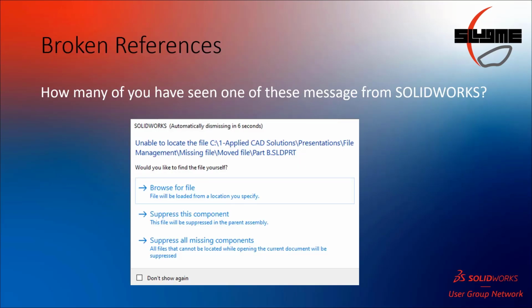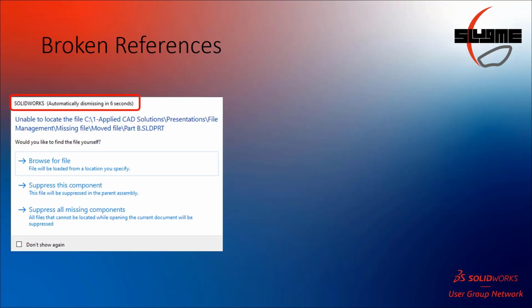So we've all seen this message. I'm sure everybody's seen it. If you're a seasoned SOLIDWORKS user, you've seen it in the past, no doubt. You're unable to locate, and it tells you the file name. What do you want to do? Do you want to browse? Do you want to suppress that component or suppress all components? Gives you an option, but let's break this menu down a little bit.